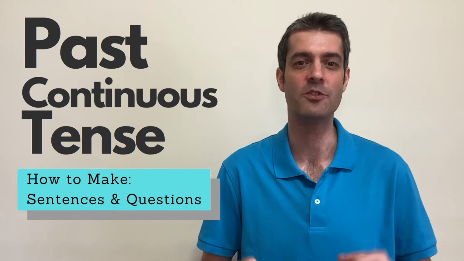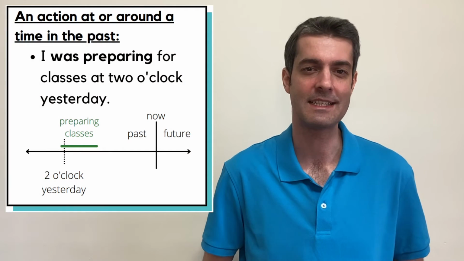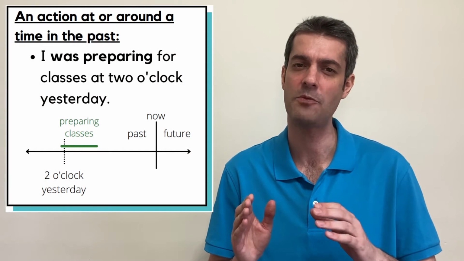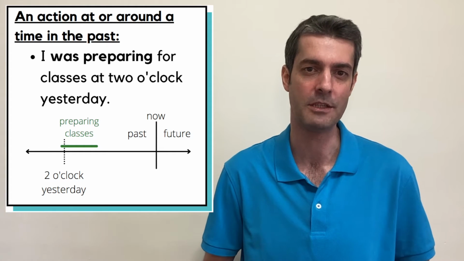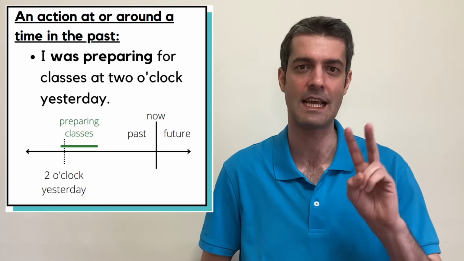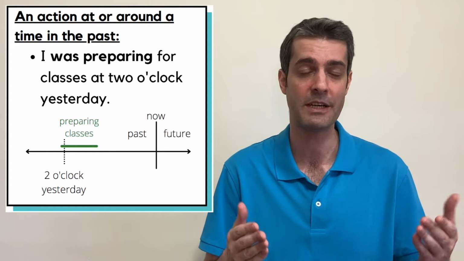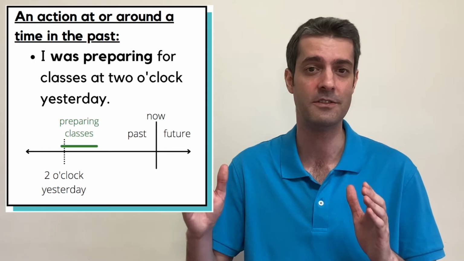In this video, we're going to talk about how to create sentences and questions in the past continuous tense. Was, were, and verb plus ing. We use the past continuous tense to talk about an action that was happening at or around a time in the past. This example says, I was preparing for classes at 2 o'clock yesterday. Sometime before 2 o'clock, I started preparing classes, and I continued sometime after 2 o'clock.